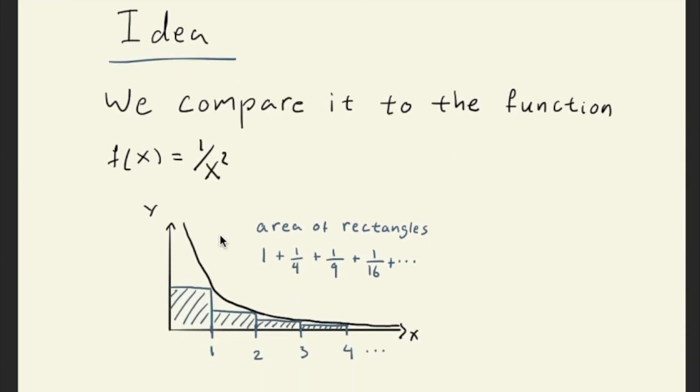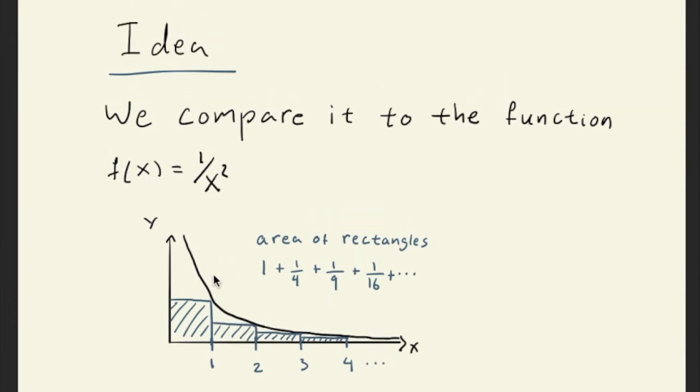And here's the picture of what's going to go on. Here's the graph of 1 over x squared, and then you tick here on the x-axis all the integers.